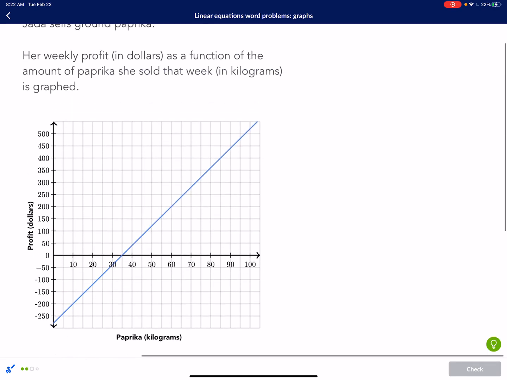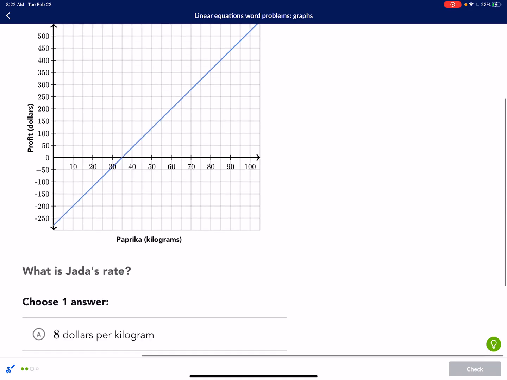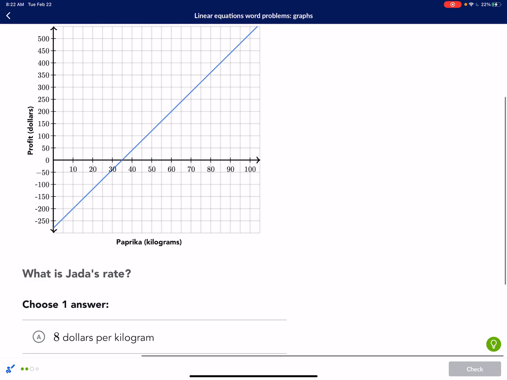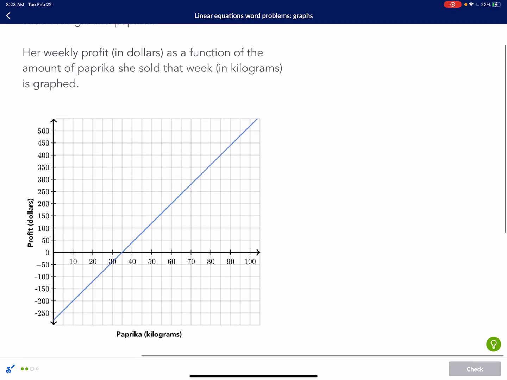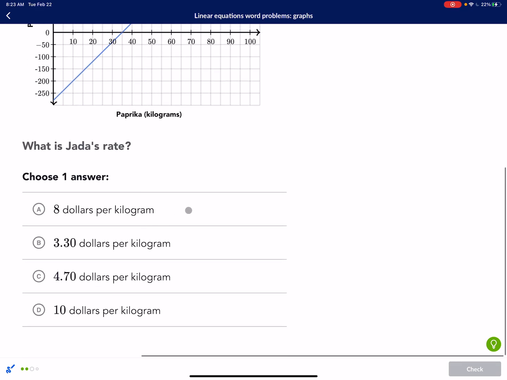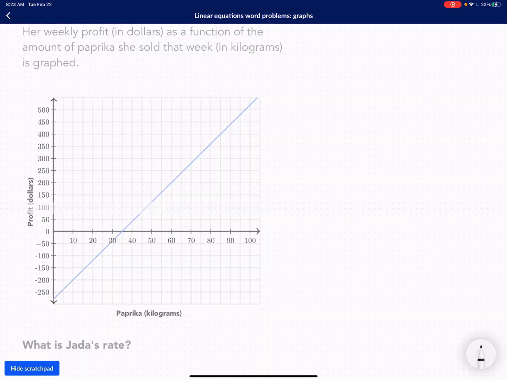All right, we want to find her weekly profit as a function of the amount of paprika sold that week. That's interesting, I don't know what paprika is, but we want to find the slope here. We want to see how much money she makes per kilogram. So let's take a look. We want to choose any 2 points on the graph on the corner of the box. I'm going to choose this one, and then I can choose that one.